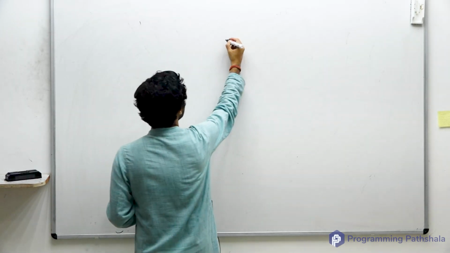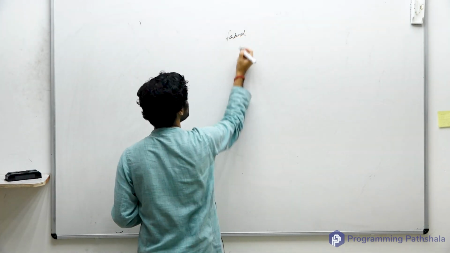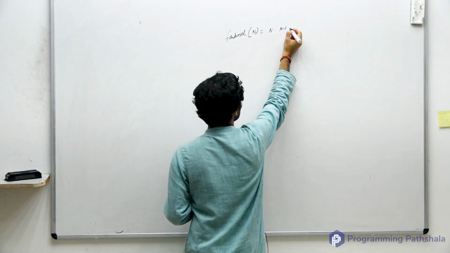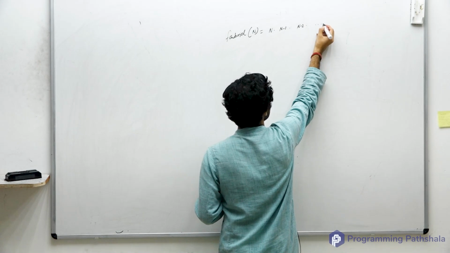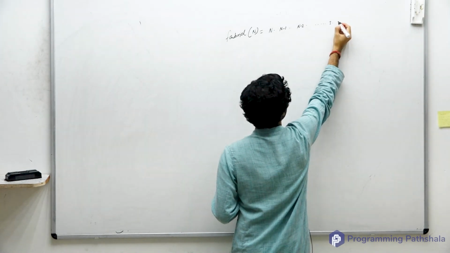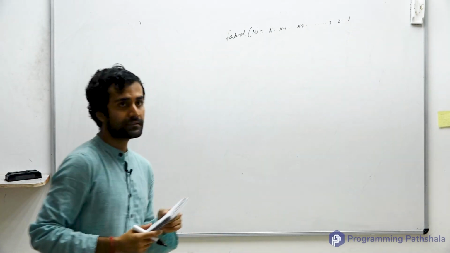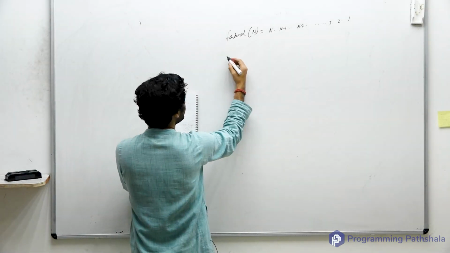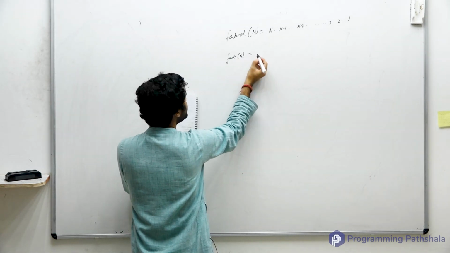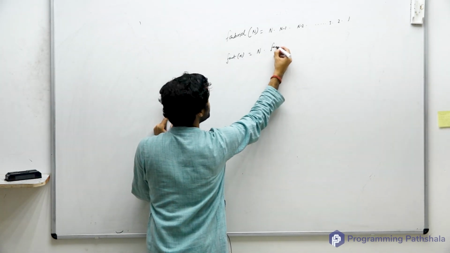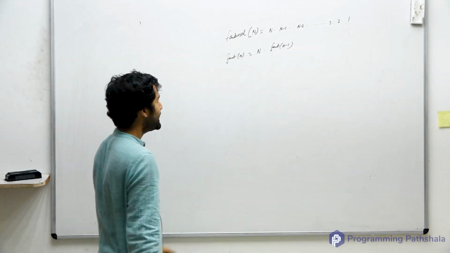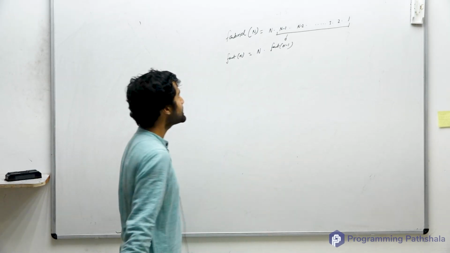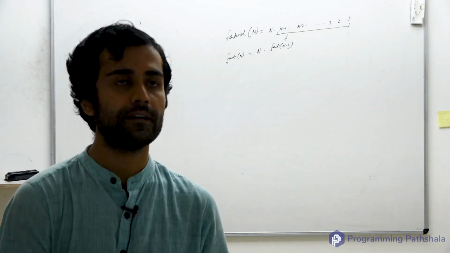Does everyone know about factorial? Factorial of a number n is equal to what? N into n minus 1 into n minus 2, so on till 3 into 2 into 1, right? This is the value of factorial of n. Okay, now tell me one thing, can this n factorial be written as n multiplied by n minus 1 factorial? It can be, right? Because this entire thing is nothing but factorial of n minus 1, right?